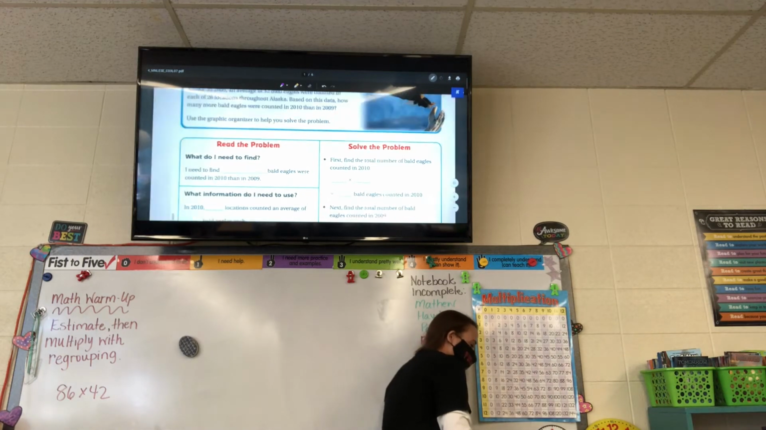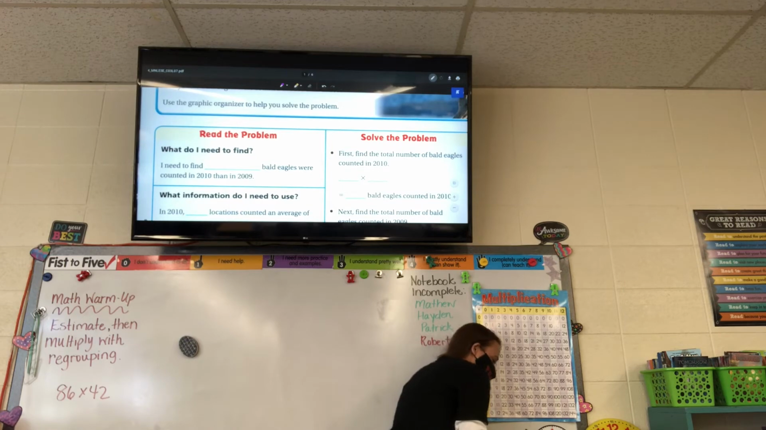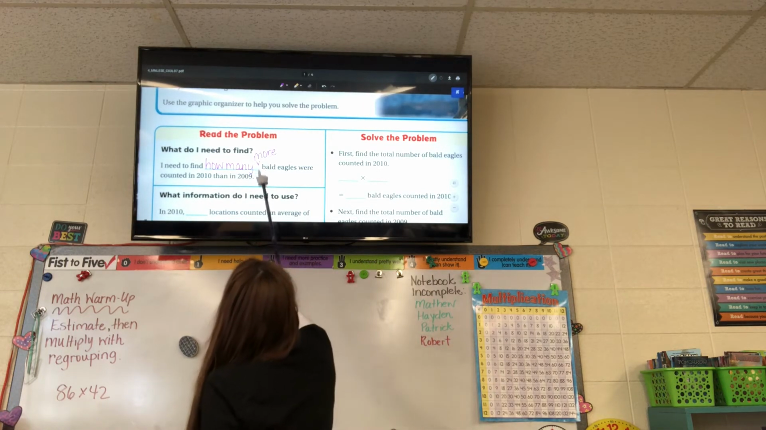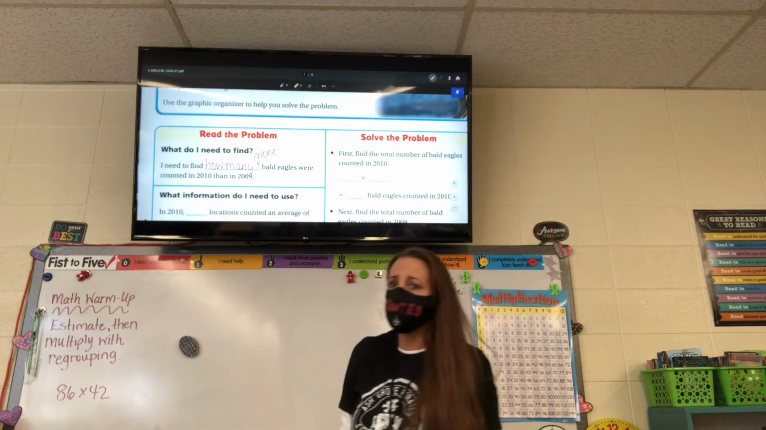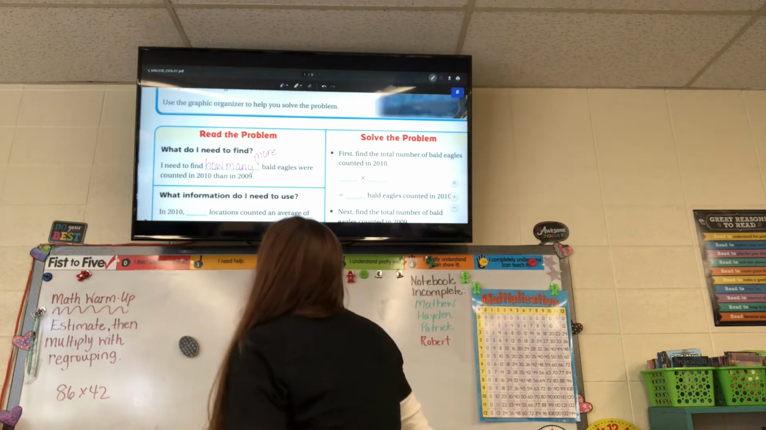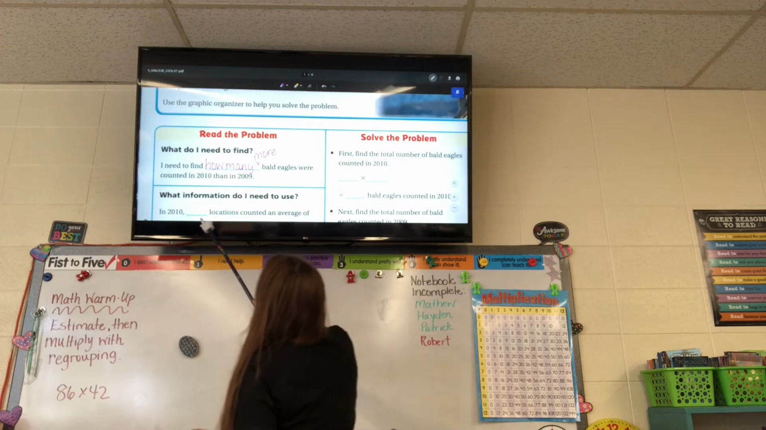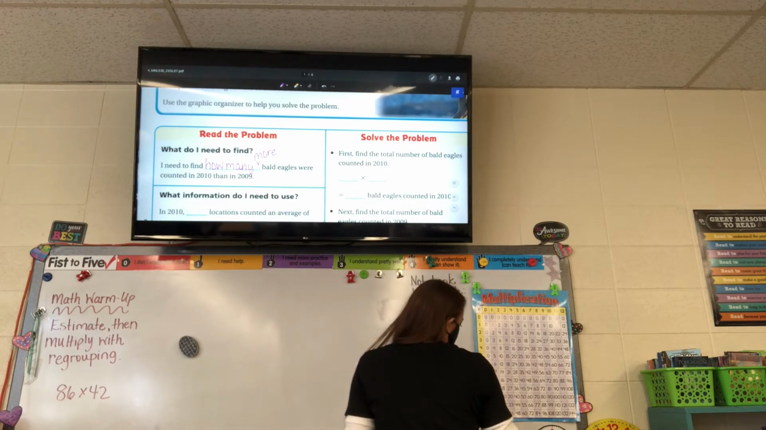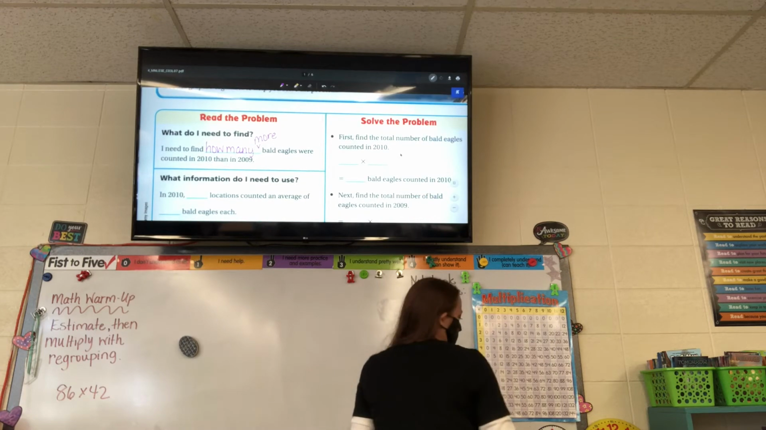So we're going to fill that in. It's kind of a small space, so if you need to, you can do like I'm doing and finish it up top and then draw a little carrot. That's what it's called, a little carrot. Okay, what information do we need to use? In 2010, blank locations counted an average of blank bald eagles each.